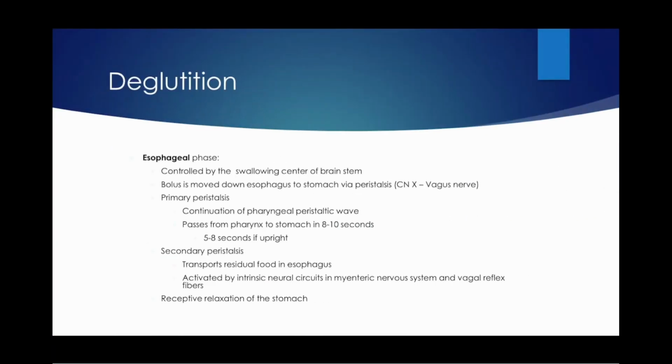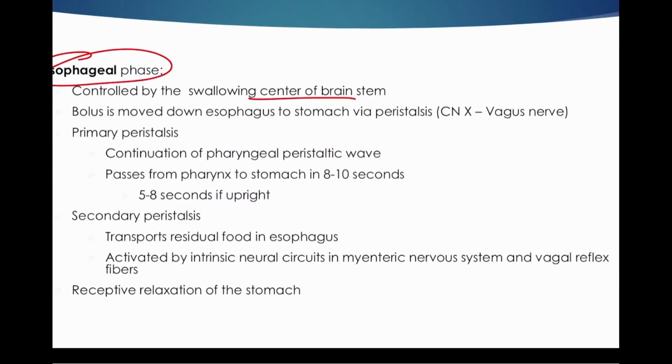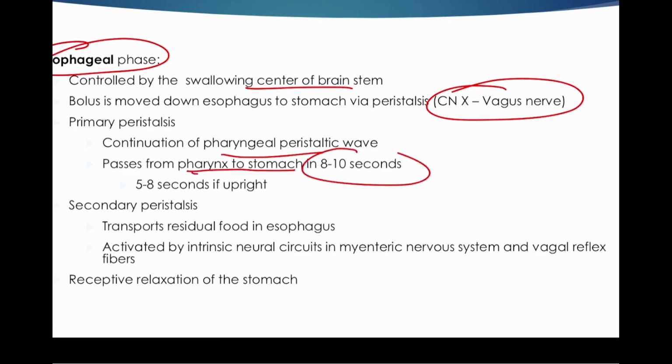So that's deglutition. The final phase is the esophageal phase. Again, swallowing center of the brainstem. This is under vagus control. We have primary peristalsis, which is continuation of the pharyngeal peristaltic wave. Passes from the pharynx to the stomach in about 8 to 10 seconds, 5 to 8 if upright. So if you swallow something, it takes about 5 seconds to get from your mouth to your stomach.